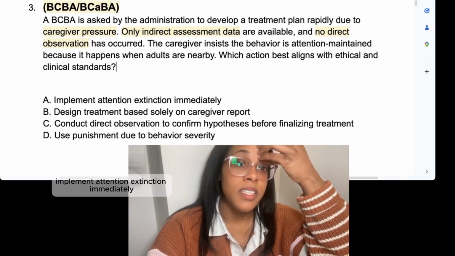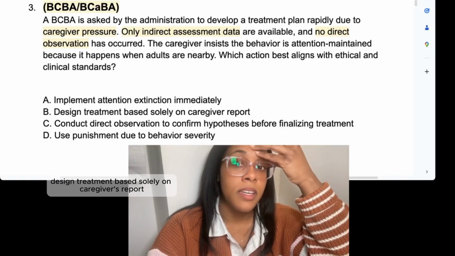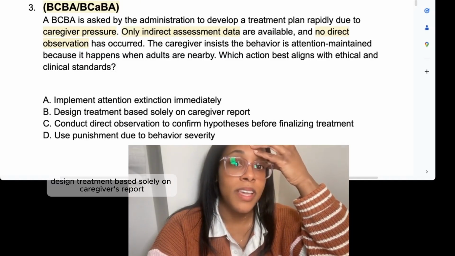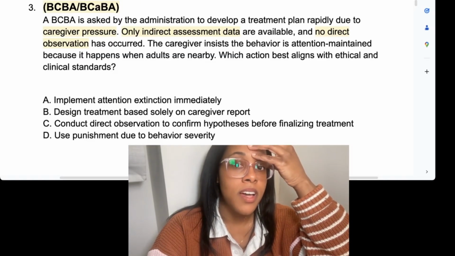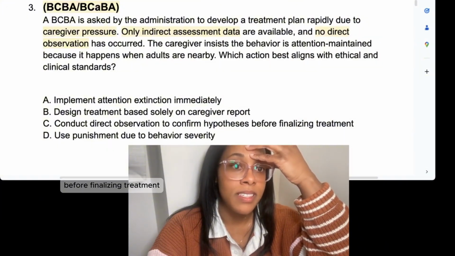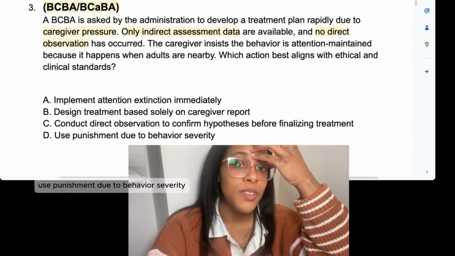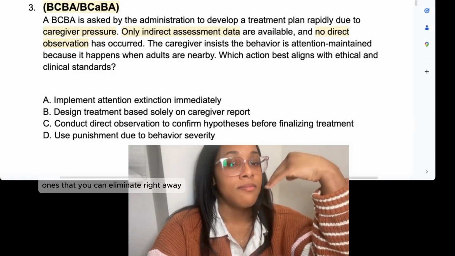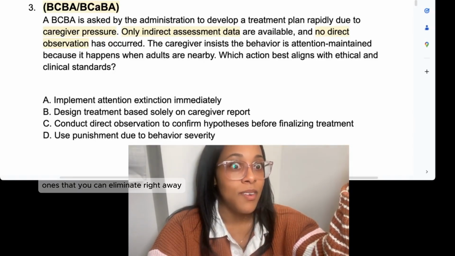Implement attention extinction immediately. Design treatment based solely on caregiver report. Conduct direct observation to confirm hypotheses before finalizing treatment. Use punishment due to behavior severity. There's obviously ones that you can eliminate right away.